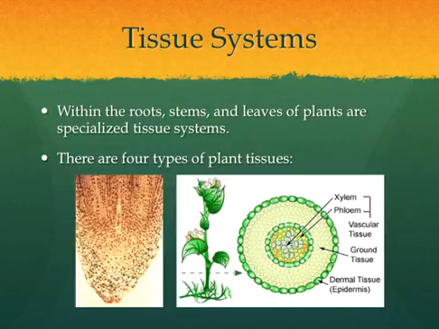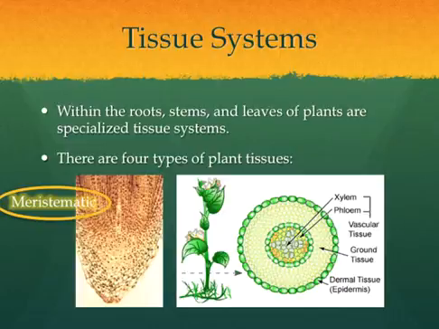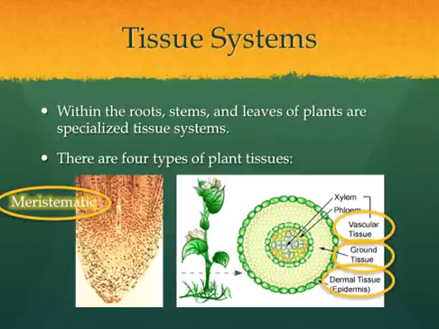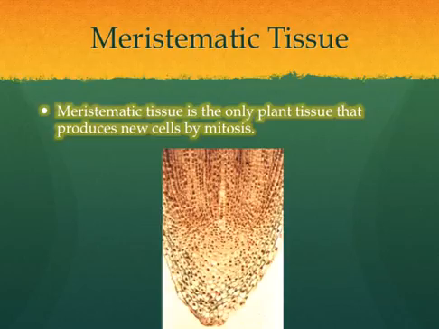Within the roots, stems, and leaves of plants are specialized tissue systems. There are 4 types of plant tissues: meristematic, vascular, ground, and dermal. Most mature plant cells do not divide to form new cells. New growth is instead produced in cells that make up meristematic tissue. Meristematic tissue is the only plant tissue that produces new cells by mitosis.